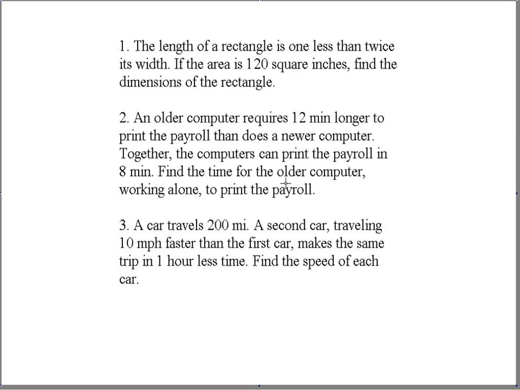So that's a typical work problem. Let's take a look at number 3. A car travels 200 miles. A second car traveling 10 miles per hour faster than the first car makes the same trip in 1 hour less time. Find the speed of each car. So use the uniform motion concepts there.